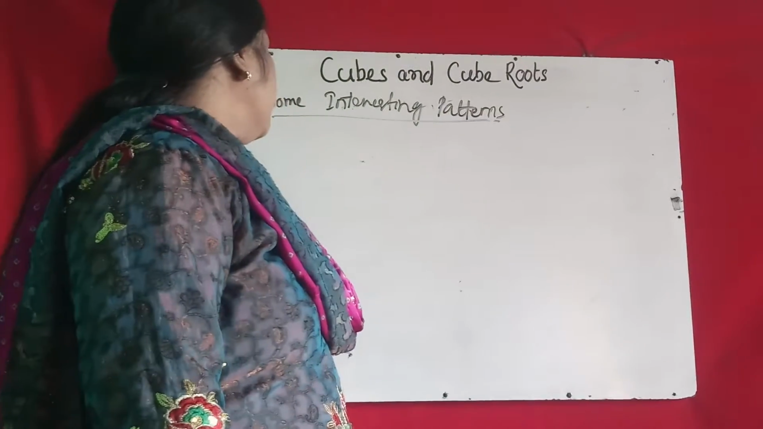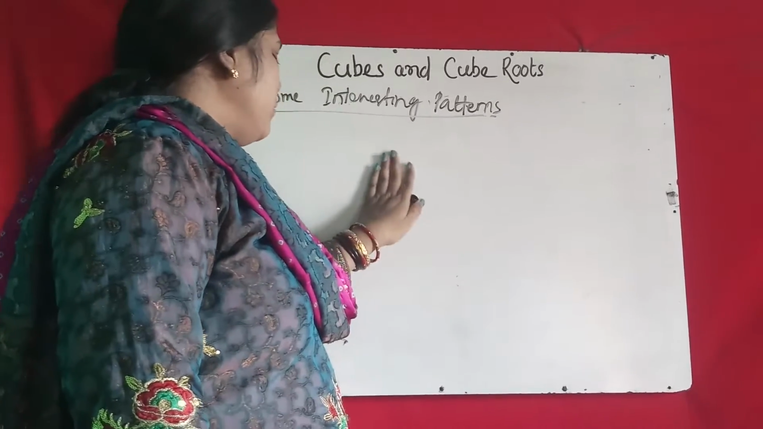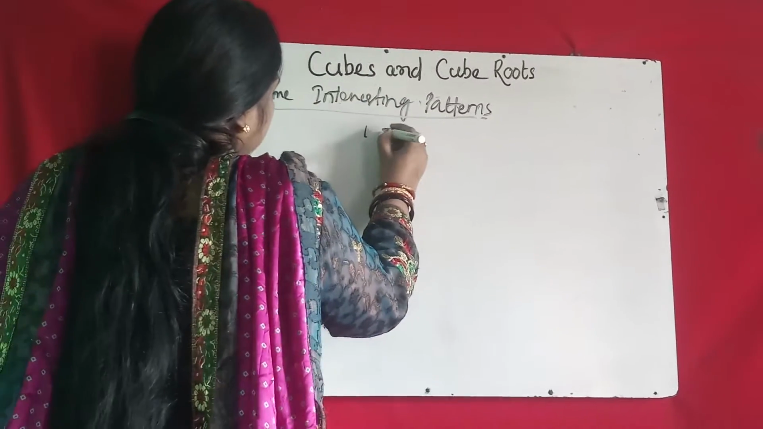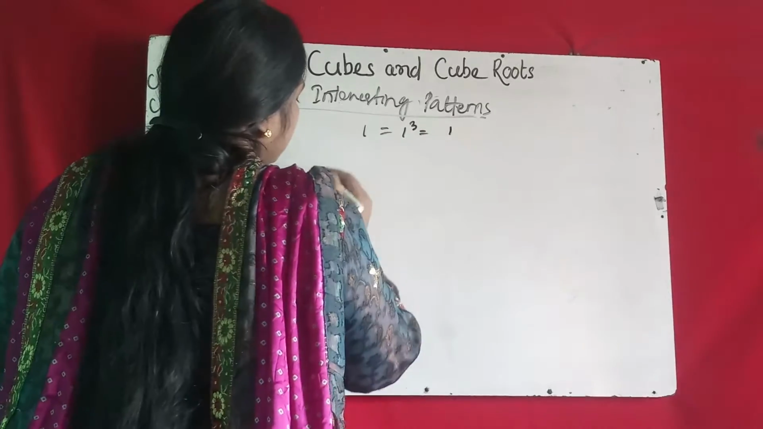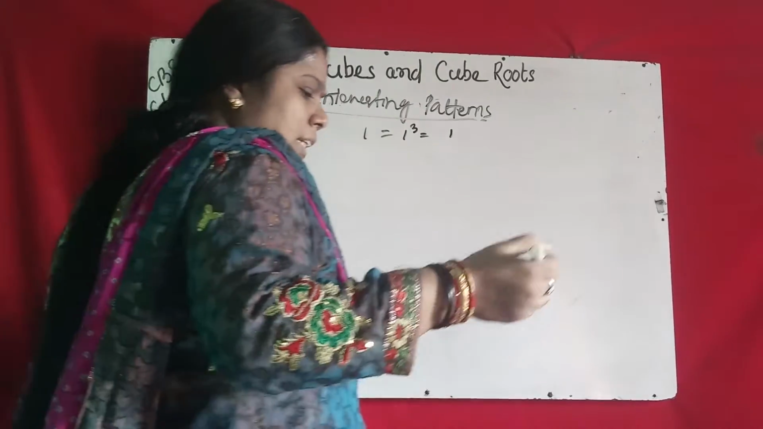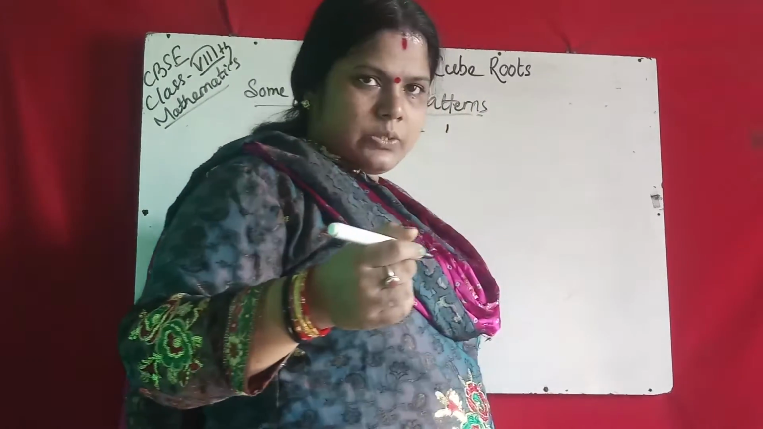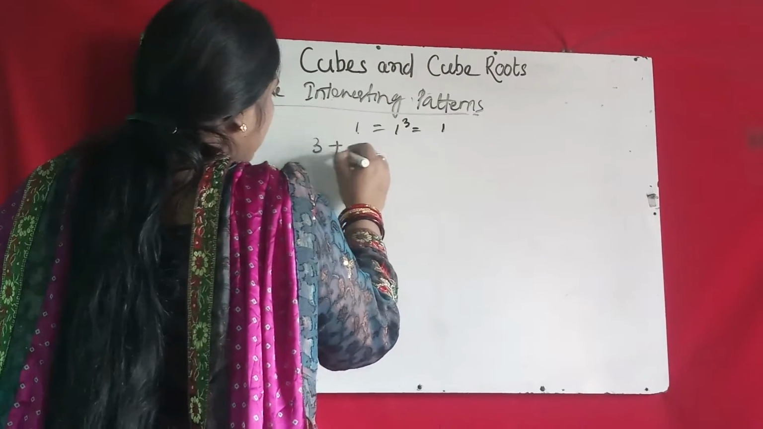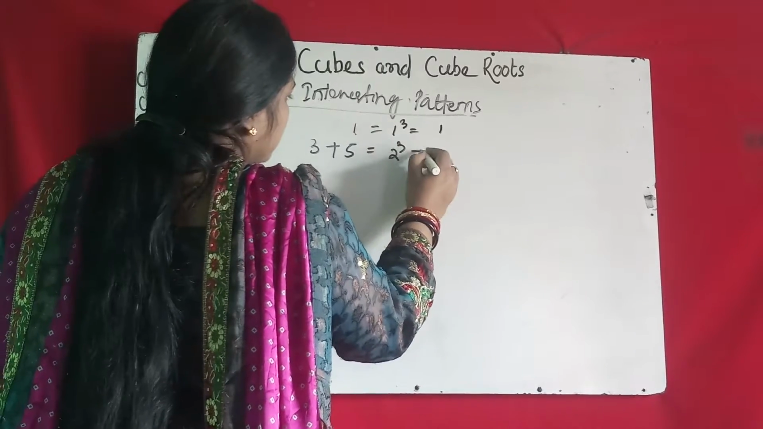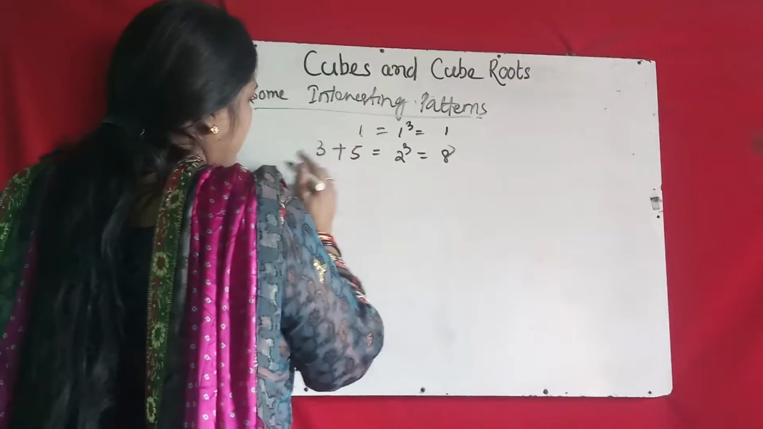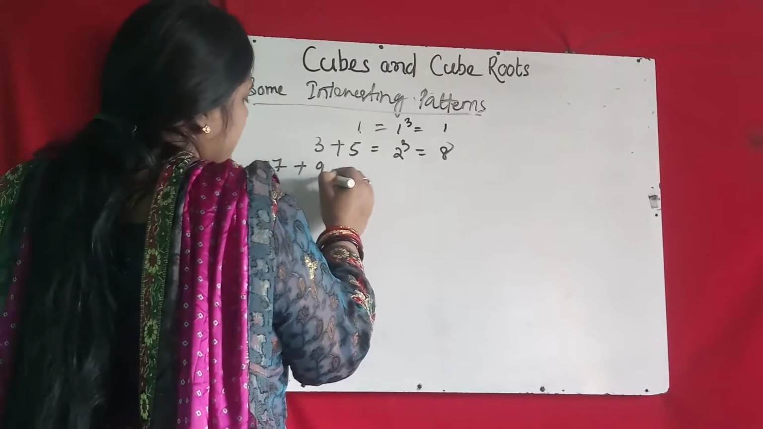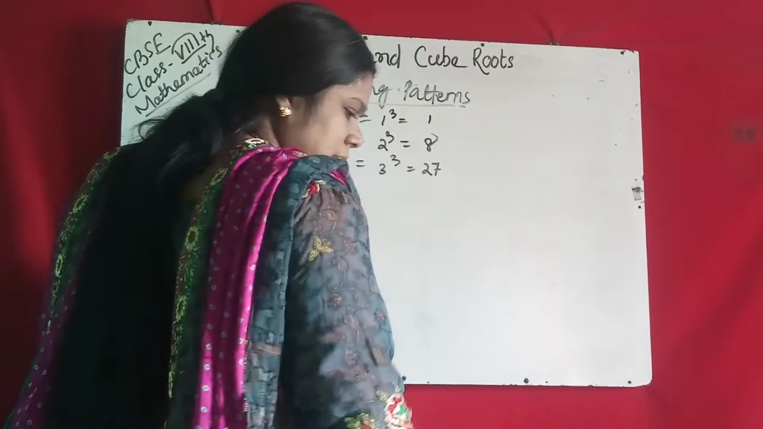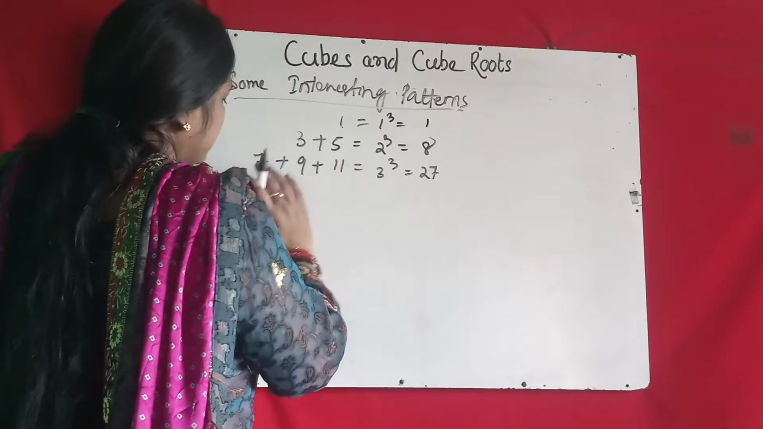Now an interesting pattern: how will you find the cube numbers by adding consecutive odd numbers? 1 equals 1 cube. Then 3 plus 5 is 2 cube, 8. Then, leaving 5, 7 plus 9 plus 11 equals 3 cube, 27.